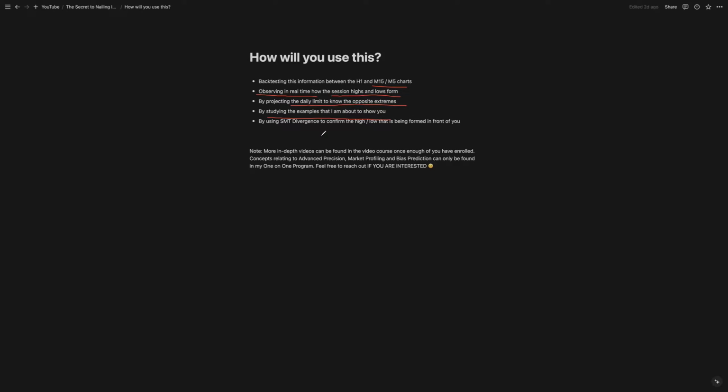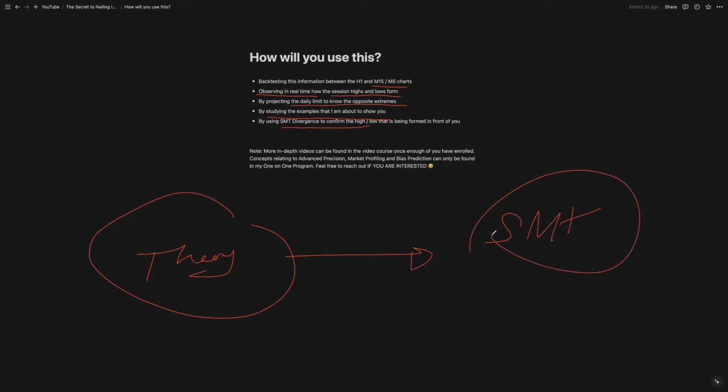And again, you're going to use SMT divergence to confirm the high or low that is being formed in front of you. So you're going to learn all that theory, and then you're going to apply it by using SMT divergence to know whether this is indeed a high or low, whether this is indeed a point from which price can actually reverse.